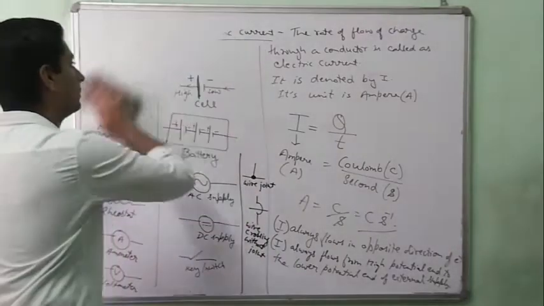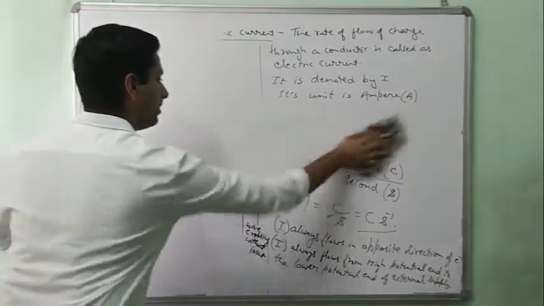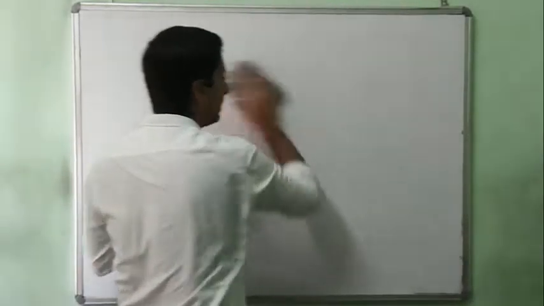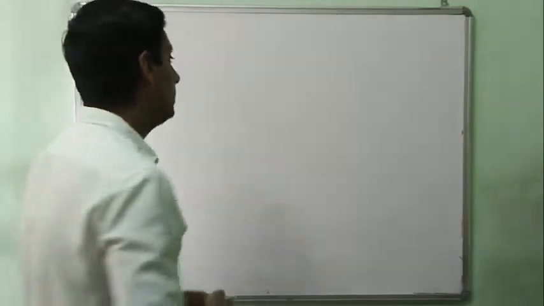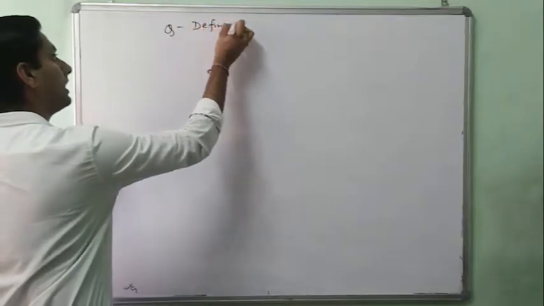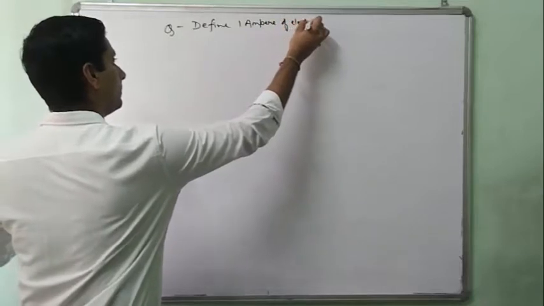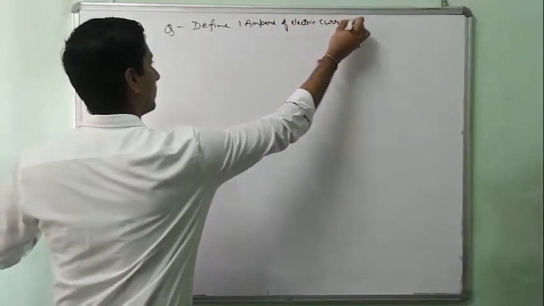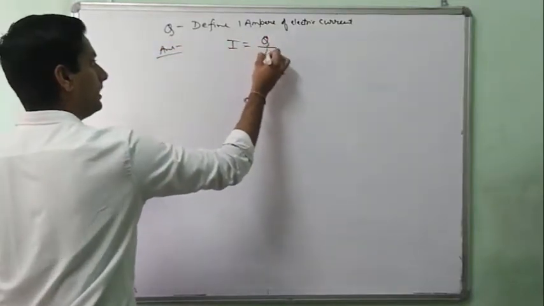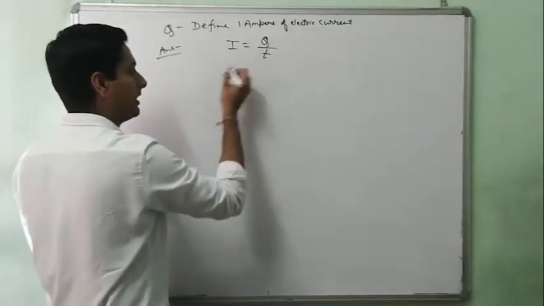Now, let us do one question on this formula. Before that, there is a question called define 1 ampere of current. 1 ampere of electric current. How will you define it? As we know, current is Q by t. Q is coulomb, this is ampere, this is second.